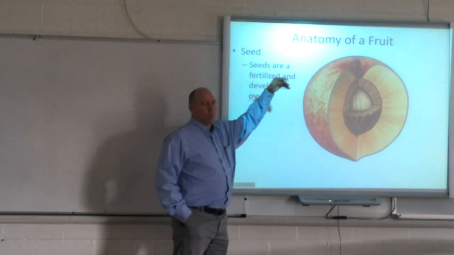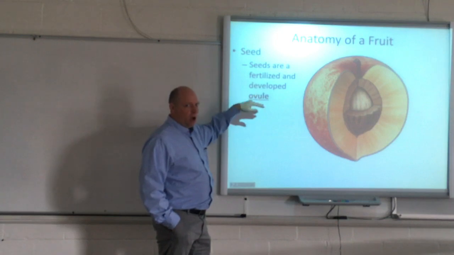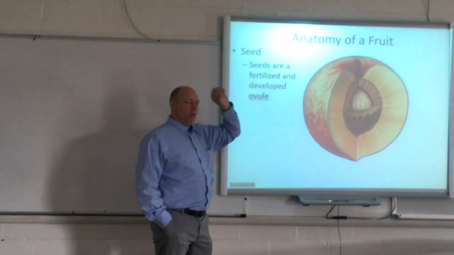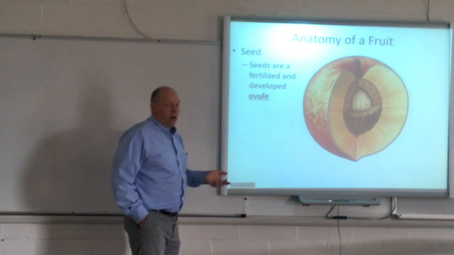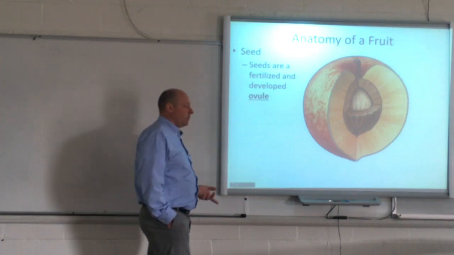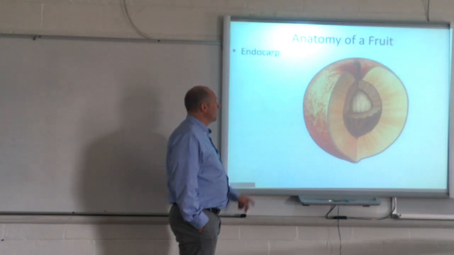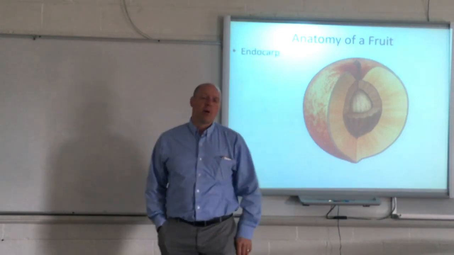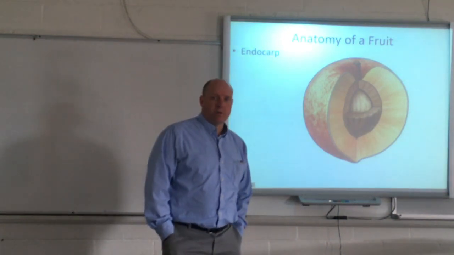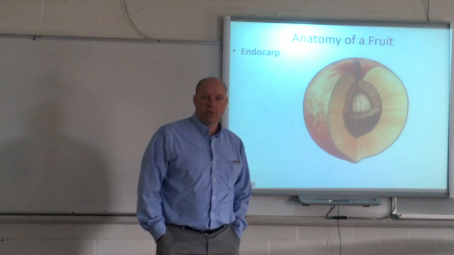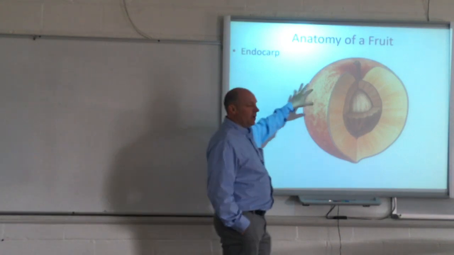Seeds. What is a seed? A seed is a fertilized and developed ovule. It's the ovule within the ovary that has become fertilized and then grown into a seed. That seed obviously can be planted and grow into a new plant. This is how plants do reproduction. Okay, I will put this diagram on Canvas. You can print this out, or do it digitally, however you want to do it. But you will be held responsible for knowing how to label a basic fruit.